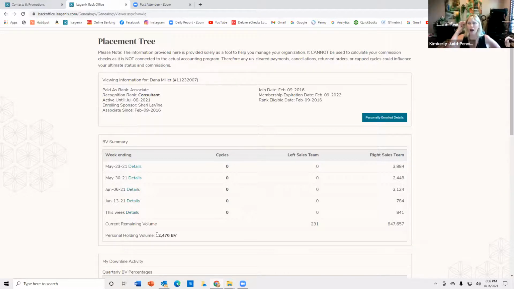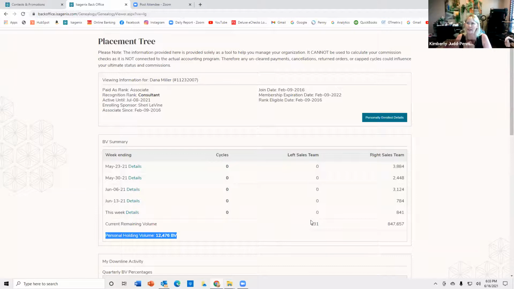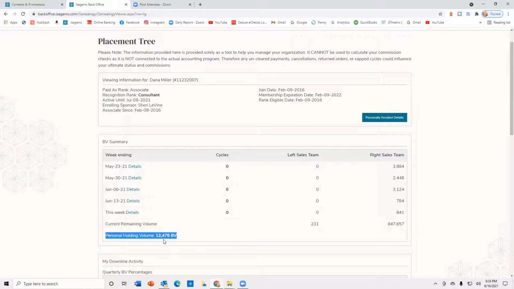Well, because you are a consultant and you stay consultant, the personal holding volume doesn't collect. It only collects if you are not a consultant and you are personally ordering 100 BV every month. If you're a consultant, that's always going on there, and they're immediately consultant or higher. Whenever you do an order, it automatically goes to your volume and you automatically cycle right then and there. So if she wasn't a consultant, she doesn't get the money.